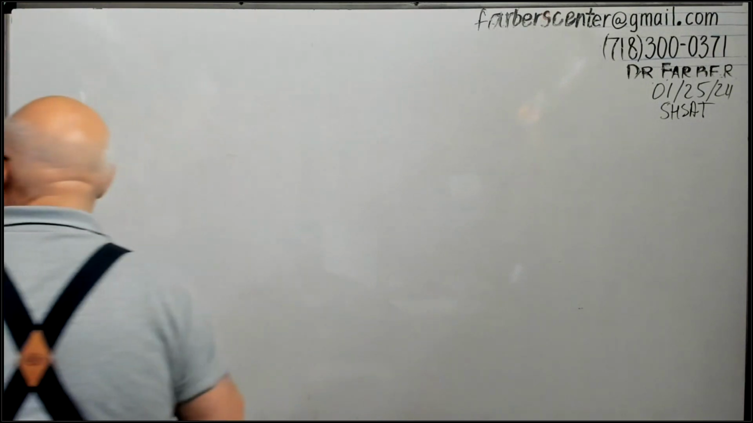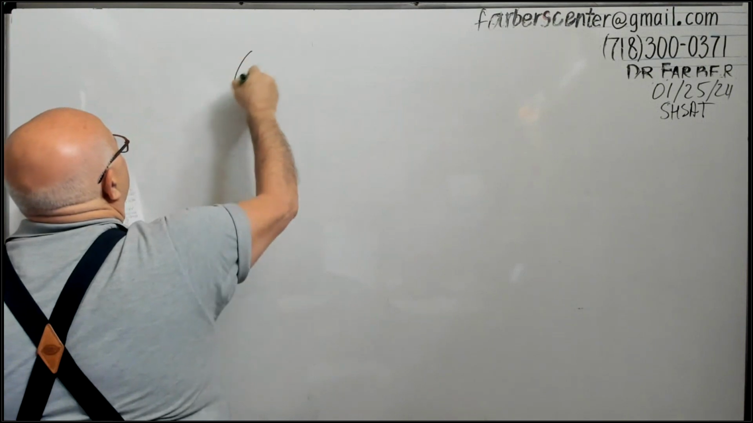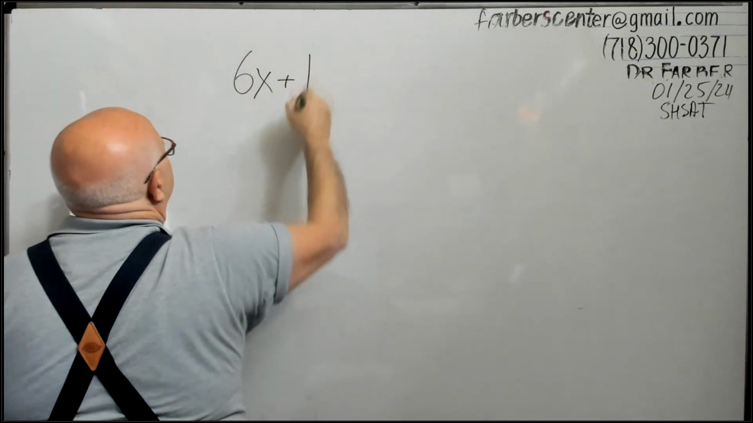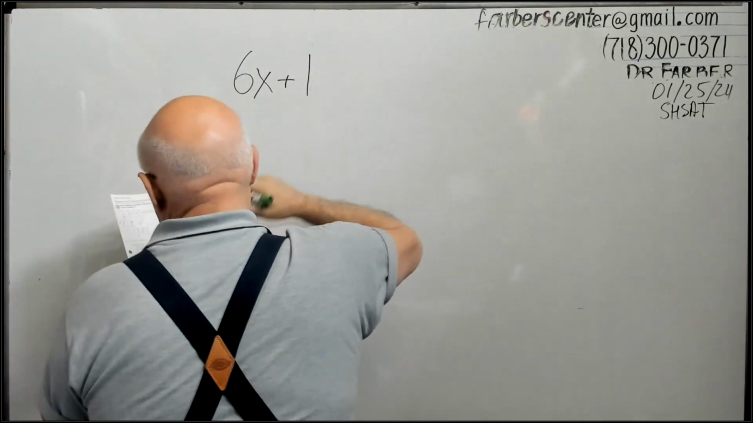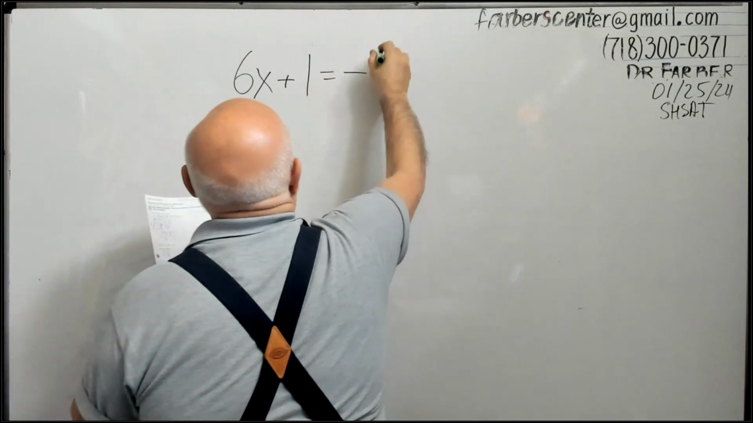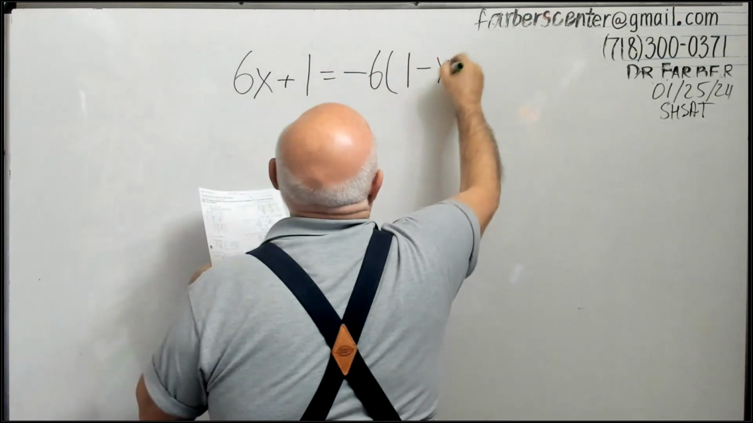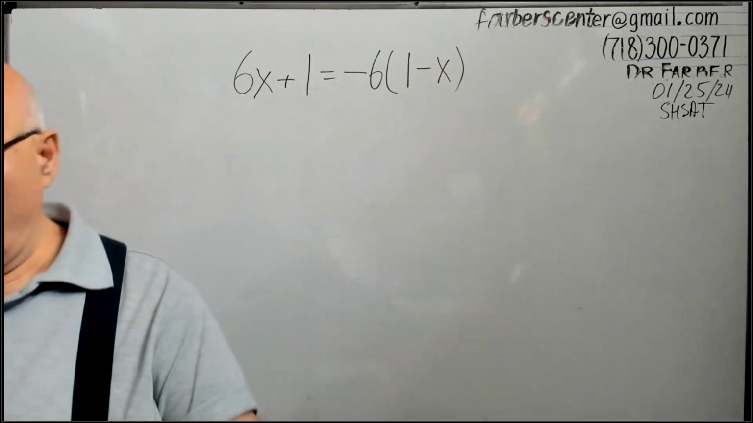So, for instance, what about this one? 6x plus 1 equals negative 6 times (1 minus x). Good luck.